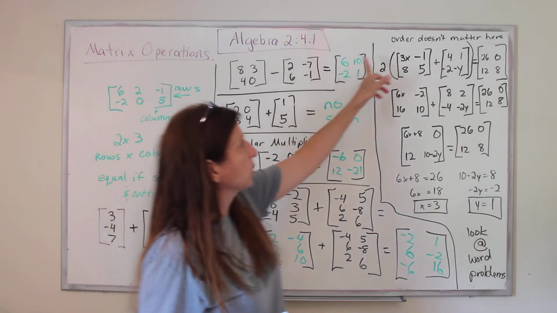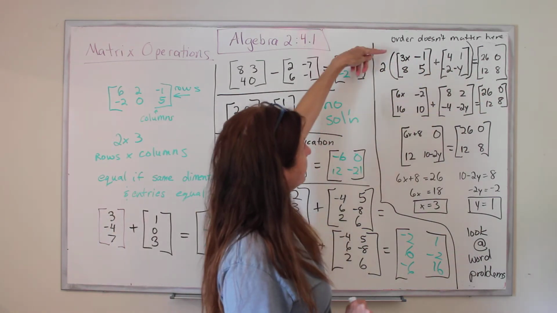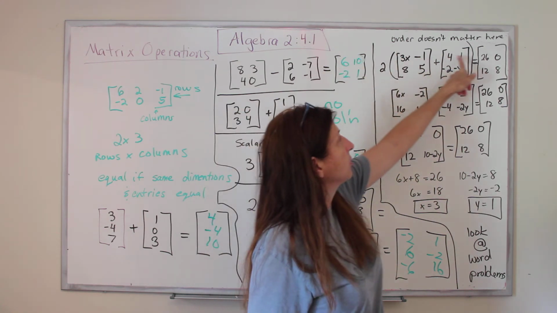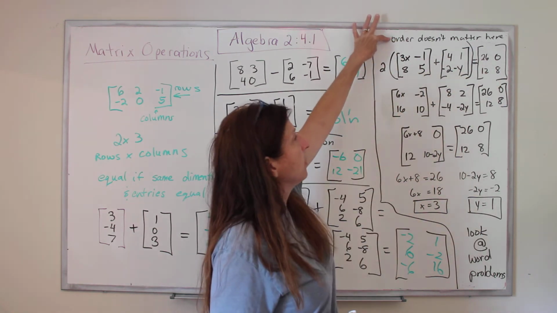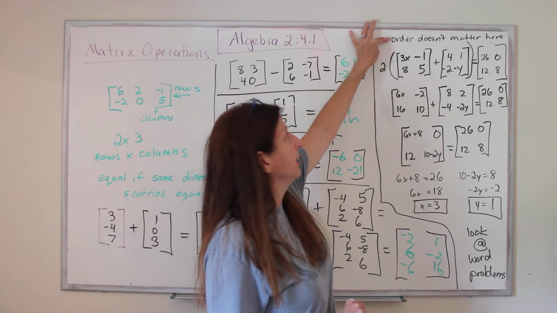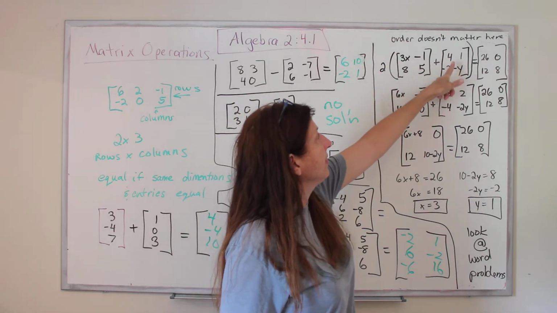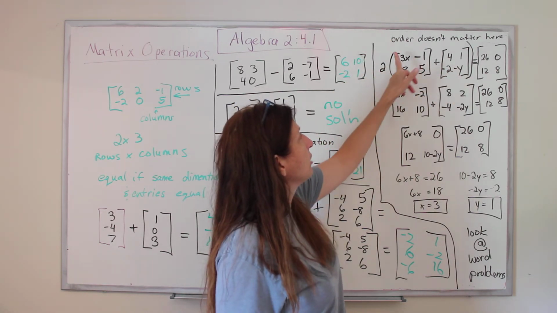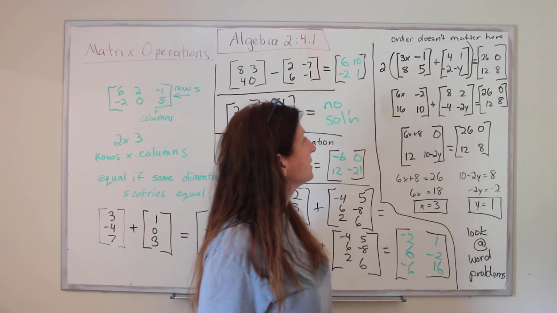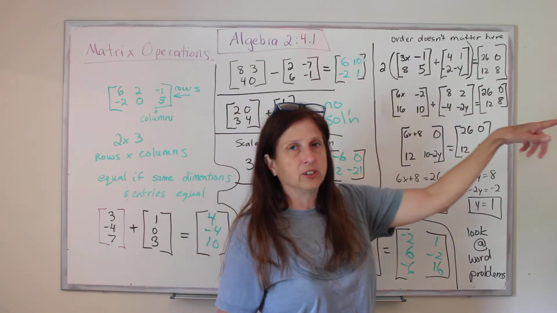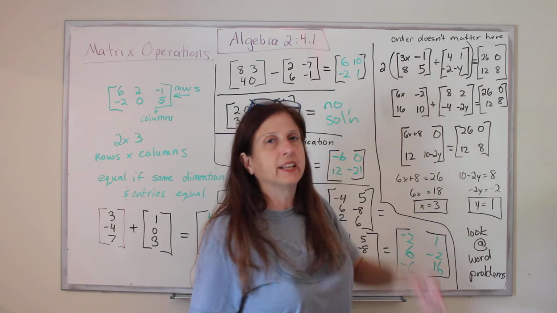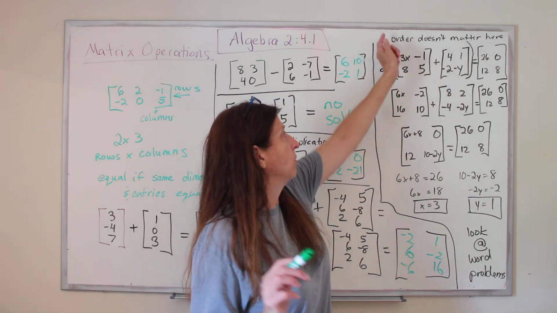Okay, this one is an equation. And it's got a times to this whole thing. But notice what I wrote here. Order doesn't matter here. So I can add these first, or I can multiply 2 times all of them first. And I decided to multiply 2 times all of them first because your book did it the other way. And so I'm showing you order doesn't matter.